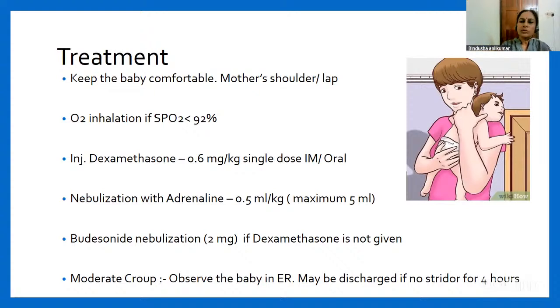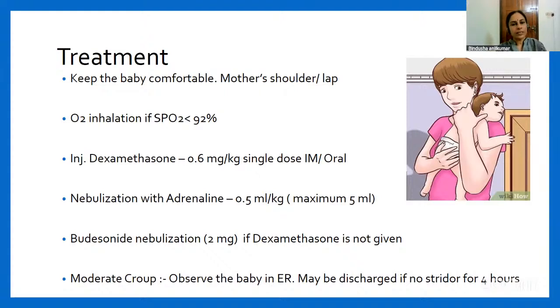And you can also give nebulization with adrenaline. Adrenaline produces vasoconstriction so that the edema decreases. You need to give a fairly higher dose of adrenaline, 0.5 ml per kg. So for a 10 kg child, you need to take 5 ml of adrenaline, and the maximum amount is also 5 ml only.